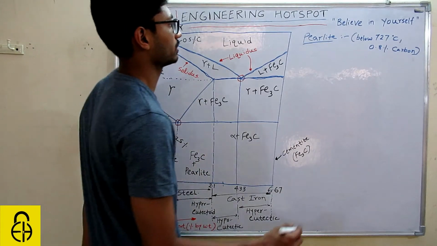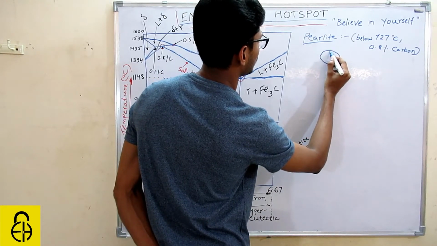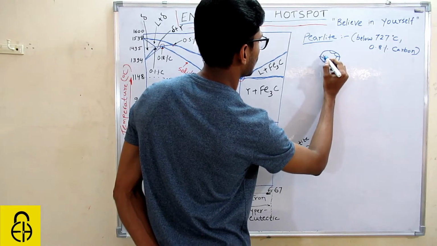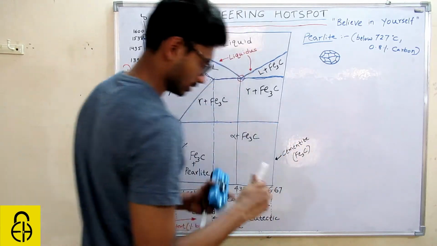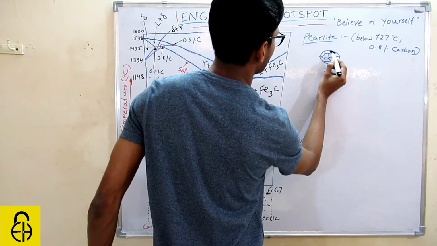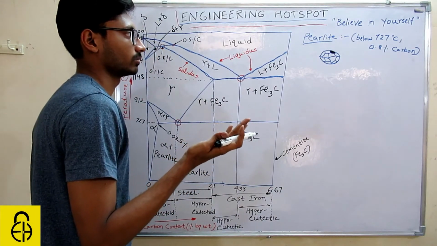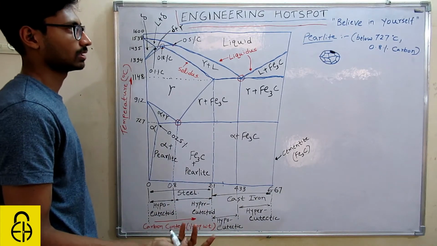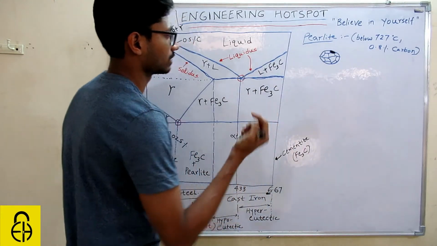Okay, what is perlite? Basically, if you see the microstructure, you will see like this. It's a lamellar structure. Means suppose first alpha iron will come, then Fe3C, again alpha iron, then Fe3C, then alpha iron, Fe3C, like that. That is called lamellar structure.